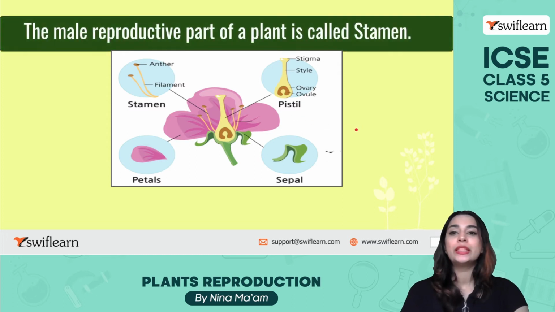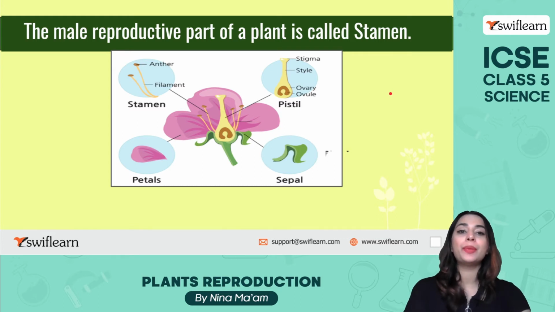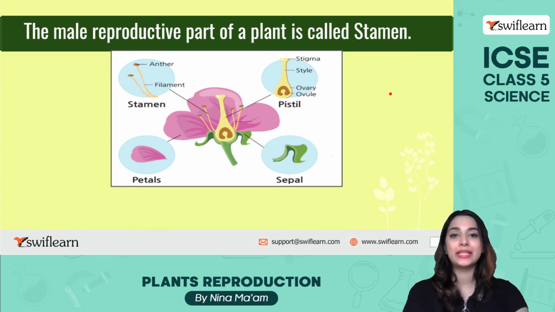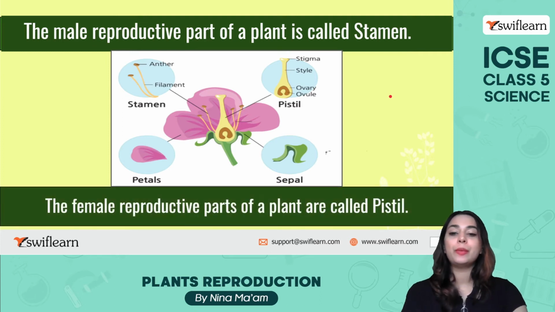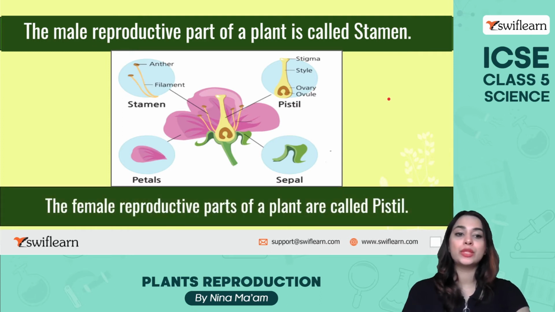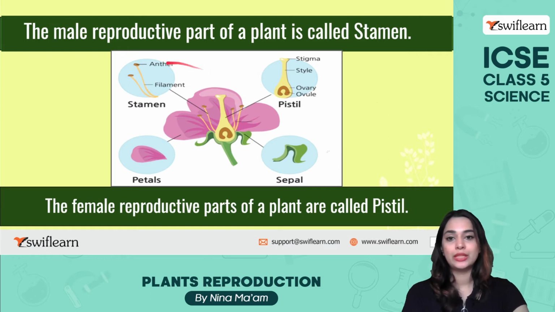And here we go. The male reproductive part of a plant is called the stamen. So please note down that the male reproductive part of a plant is called the stamen. The female reproductive part of a plant is called the pistil. So this is the stamen part and this is the pistil part.